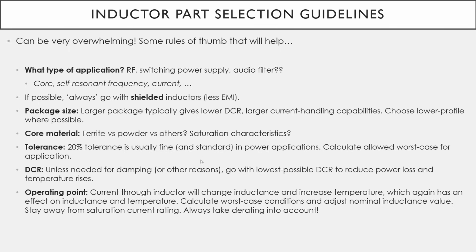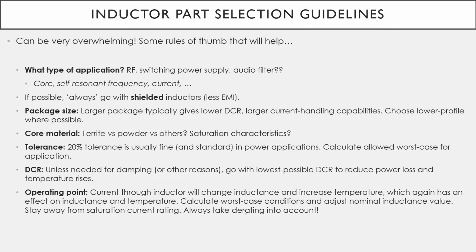For instance, an RF filter with 20% tolerance might not be terribly great because that influences the cutoff frequencies or passband frequencies quite considerably. The DC resistance, unless needed for damping or other reasons, I'd suggest going with the lowest possible DC resistance. For example, for power conversion, that will reduce your DC power loss and reduce your temperature rises as well. Operating point, again, is very, very critical.